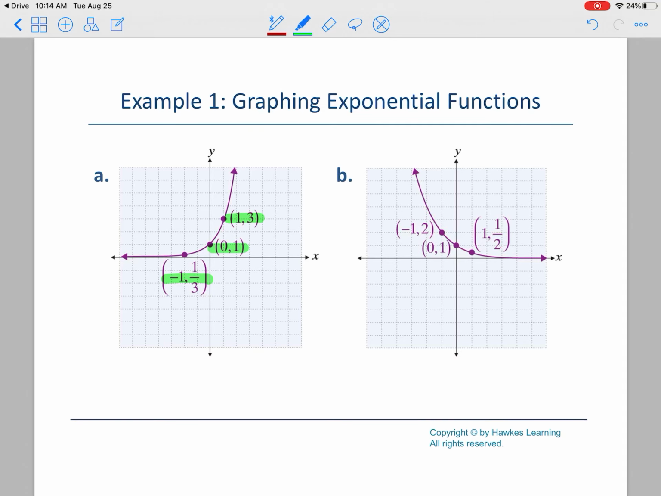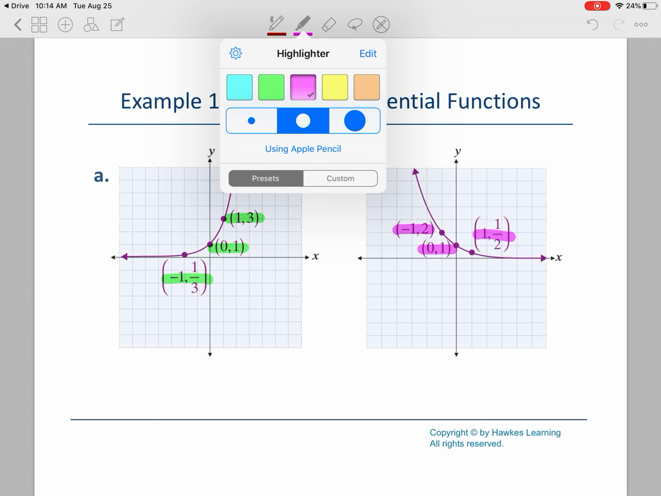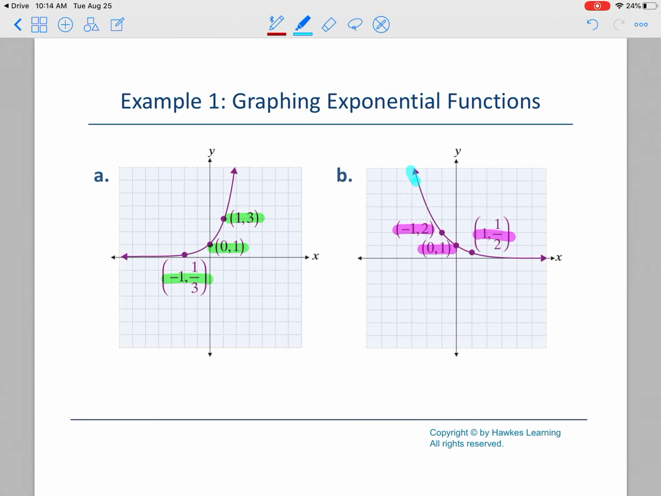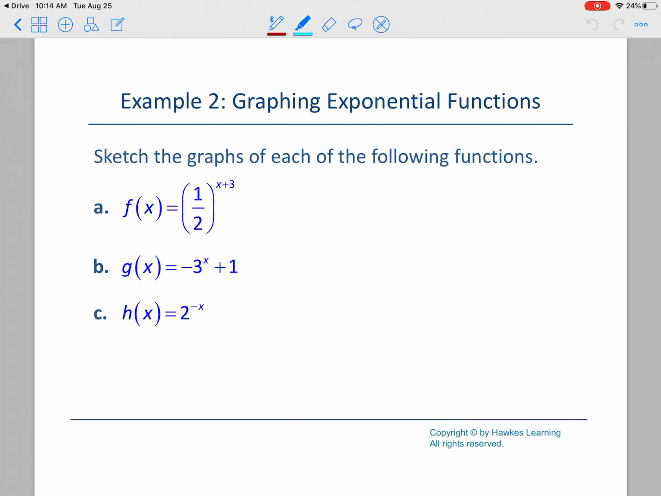And here are all of my points that I just found. That 0, 1 we knew was on there, -1, 2, and that 1, 1/2. Again, since this thing is decreasing, it's going down from left to right, and the whole reason it's decreasing is that the base is between 0 and 1. It's that fraction.